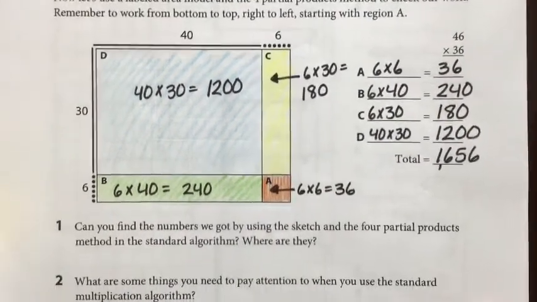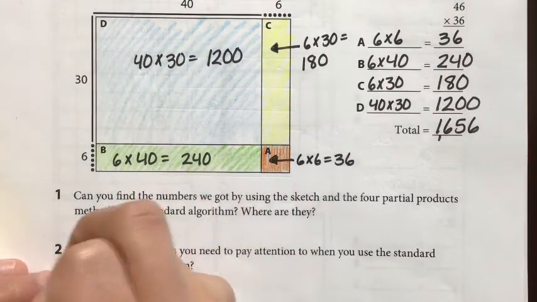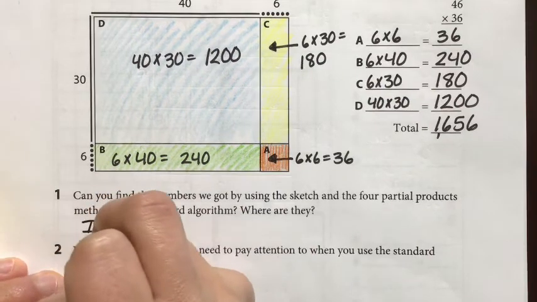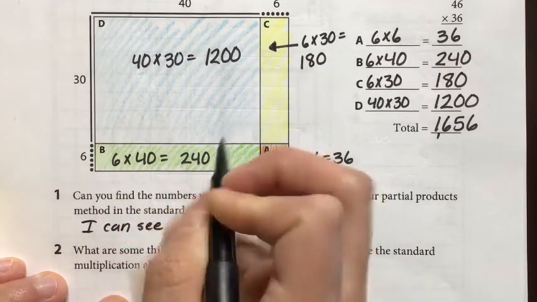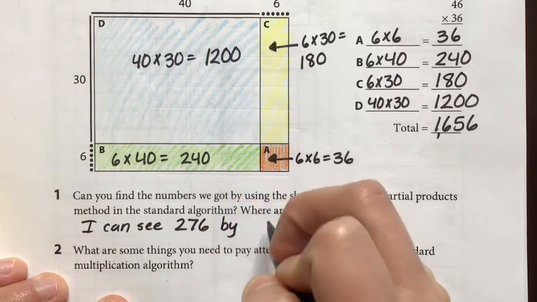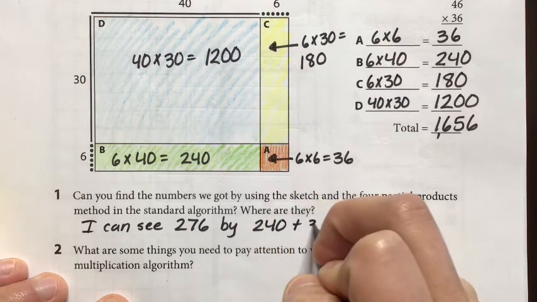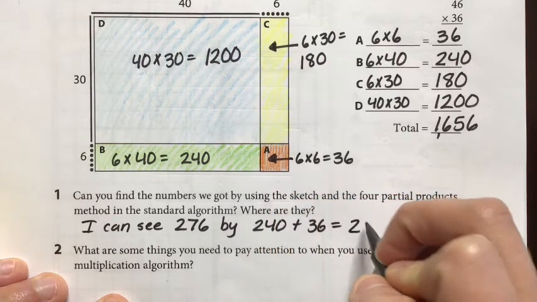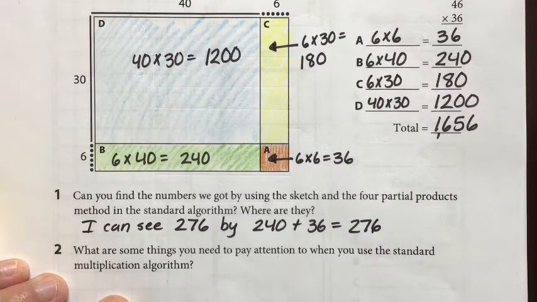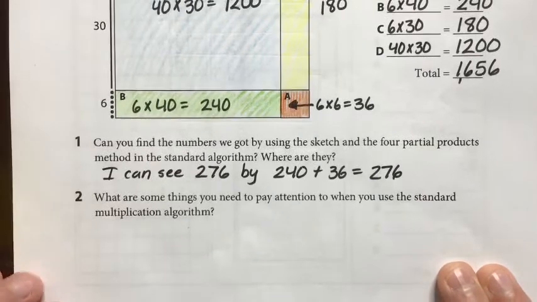So right here, for number one, I'm going to say that I can see 276 by adding 240 plus 36 to get 276. Okay, that's one example. There are other answers that you can write here. Okay, I'm going to go ahead and move on to number two, and we can do number two together.